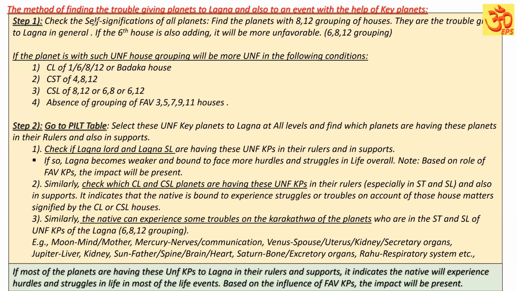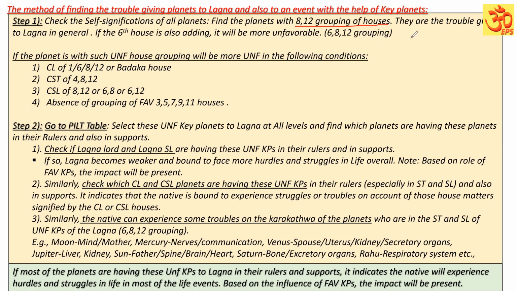Step 1, check the self-signification of all planets. Find the planets with 8 and 12 grouping of houses. Of course, we can take the 6, 8, 12 grouping of houses too. Importantly, the 8th house and 12th house grouping are the trouble givers to Lagna in general. If the 6th house is also added, it will be more unfavorable. That is the 6, 8, 12 grouping.